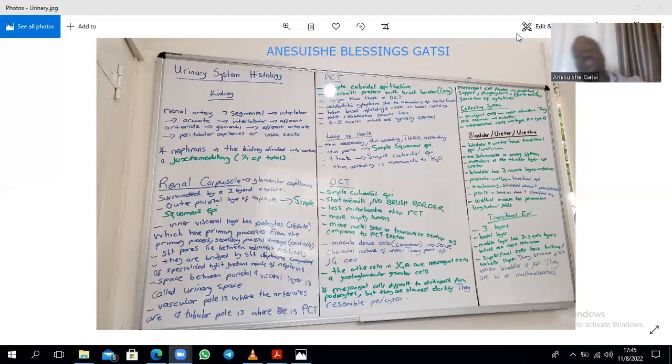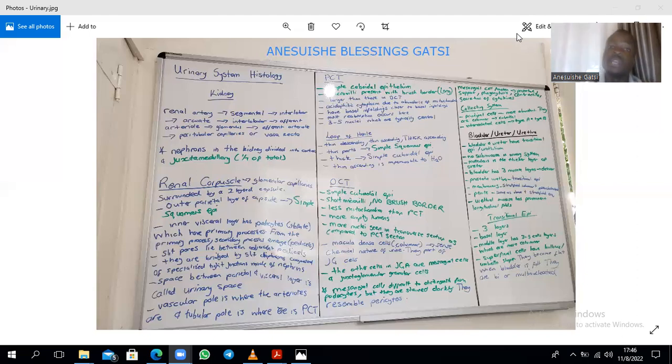The simple cuboidal cells within our PCT are going to have microvilli on the luminal side, basically the apical end of your PCT lumen. And under the light microscope, they present with a brush border. The microvilli in the PCT are different from those in our DCT in that they're going to be longer as compared to the DCT microvilli that are shorter, and there is no brush border in our distal convoluted tubule, right?